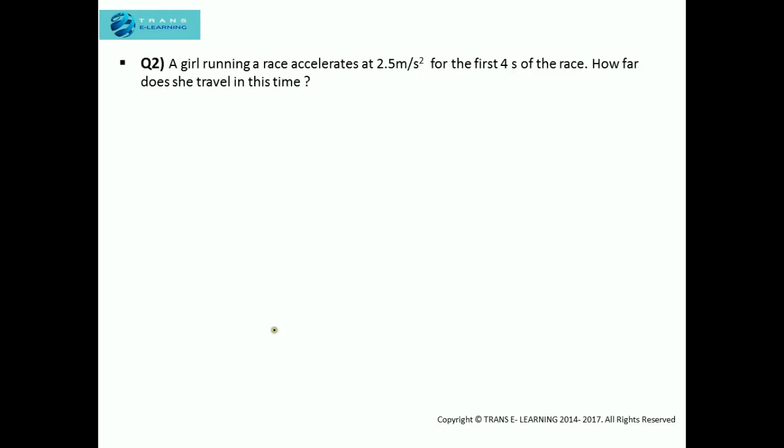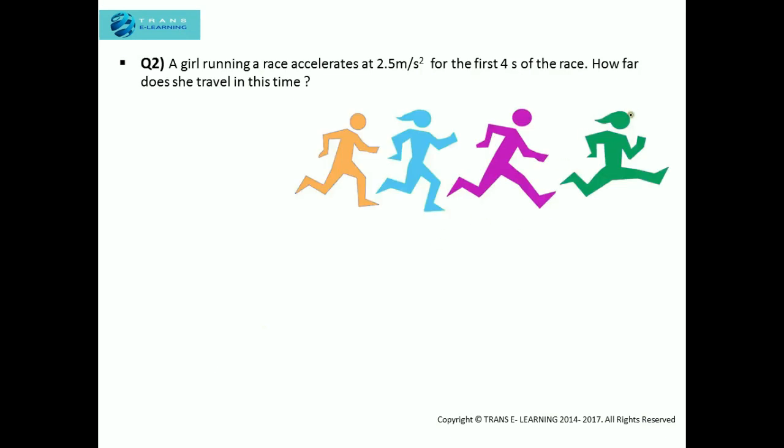Next question: a girl running a race accelerates at 2.5 meters per second square for the first 4 seconds of the race. Here you can see 2 girls. Let us consider this one. This is a girl who accelerates at the rate of 2.5 meters per second square for the first 4 seconds. Time is given as 4 seconds. So how far does she travel?